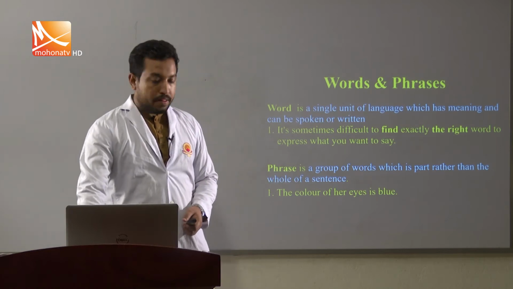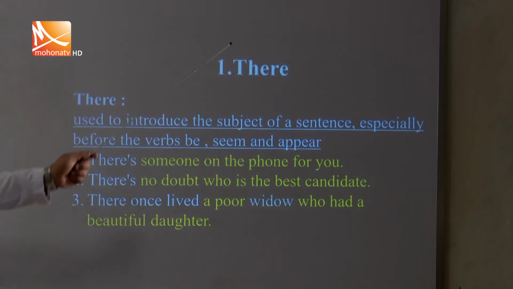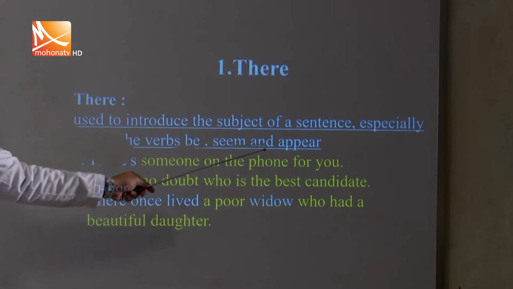So, one by one, here are some words. There is used to introduce the subject of a sentence. There are a lot of uses of there, but the very common one is its introductory use. There is used to introduce the subject of a sentence, especially before the verbs be, seem and appear.